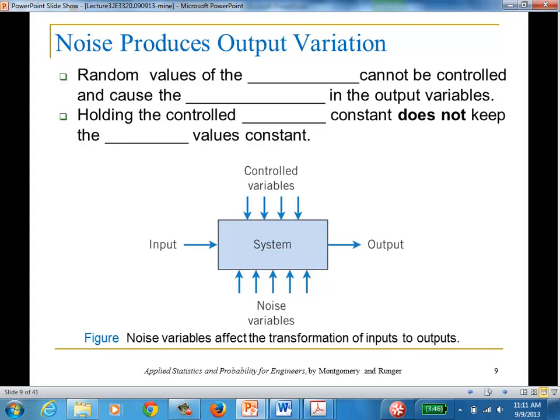The other thing that you need to know is that noise is something that will affect your real system. And that's why we need to take into account random events. Random values of the noise variables cannot be controlled and cause random variation in the output value.